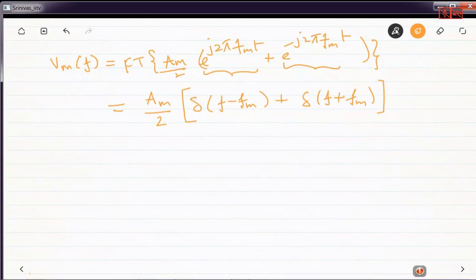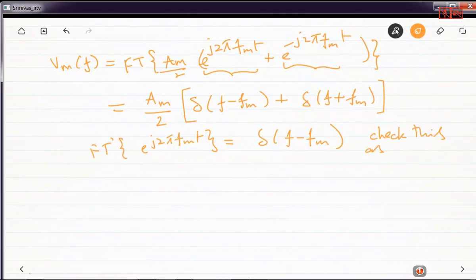So what does it mean? What we are making use of is that the Fourier transform of e power j 2 pi fmt is delta of f minus fm. Just check this as homework.